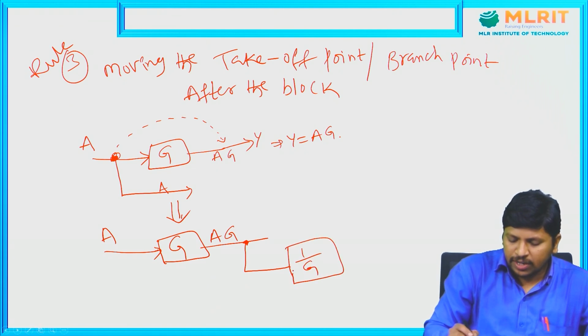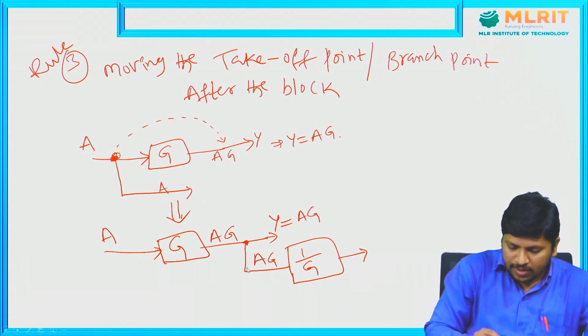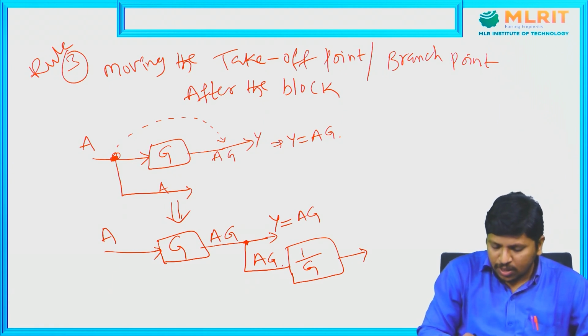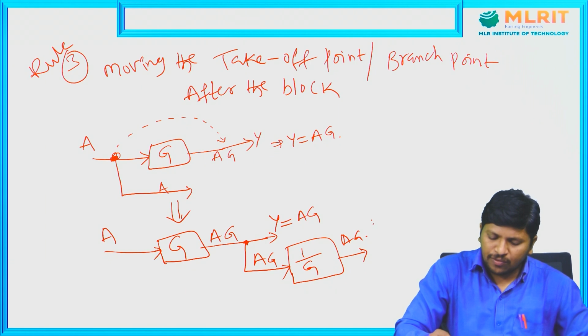Just I am going to write like this. This is the AG into 1 by G. Here the output Y equals AG only. The same signal is applied to the block 1 by G. So 1 by G, AG into 1 by G, the G both get cancelled. Finally we get the value A.